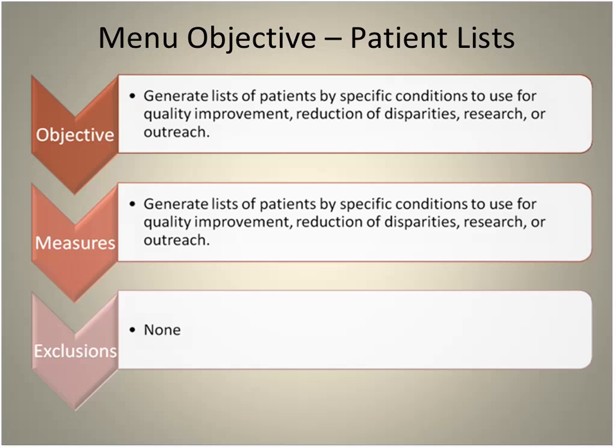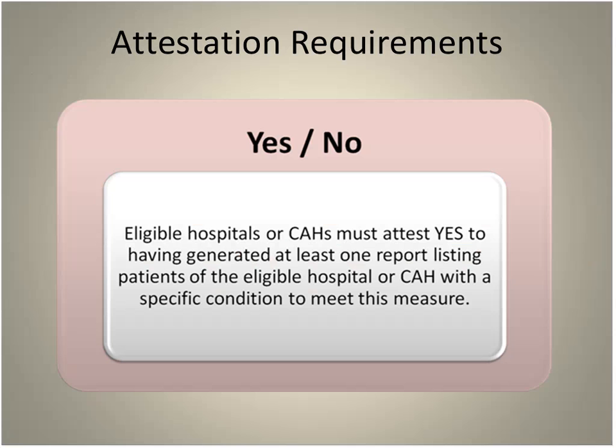And so in order to meet this, we need to be able to generate a list of patients by specific conditions, and there are no exclusions. So the specific attestation that you're asked to make is, have you been able to generate this list for at least one report by specific condition for the reporting period? And that doesn't seem to be a terribly difficult requirement to attest to. And my guess is that that one will be fairly straightforward for hospitals to meet.